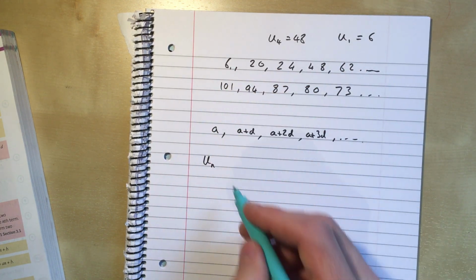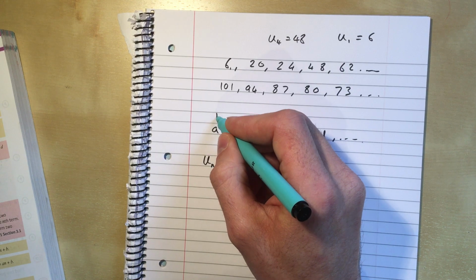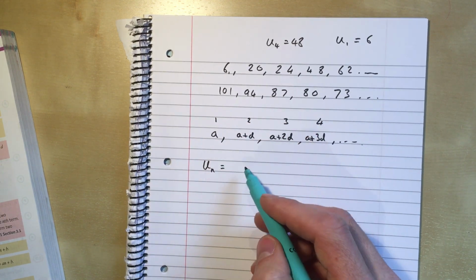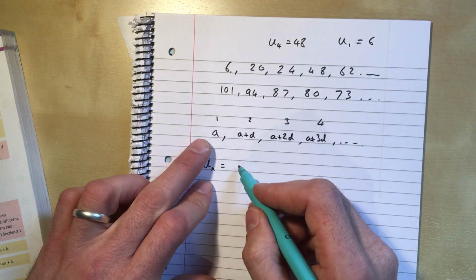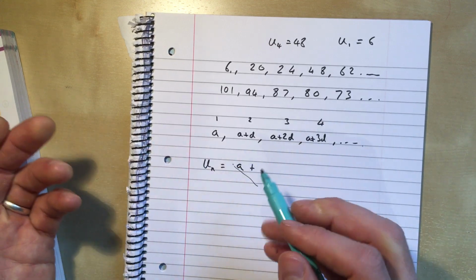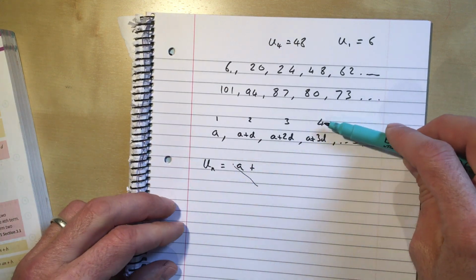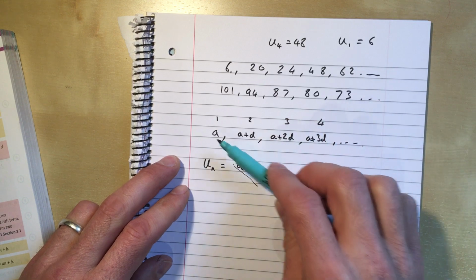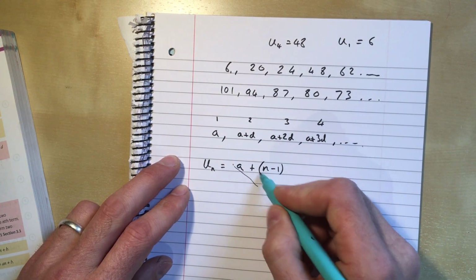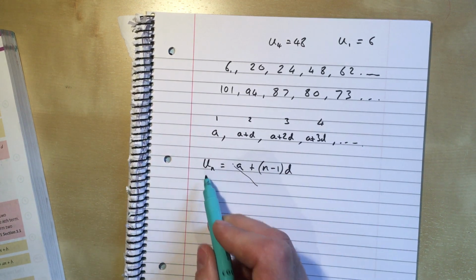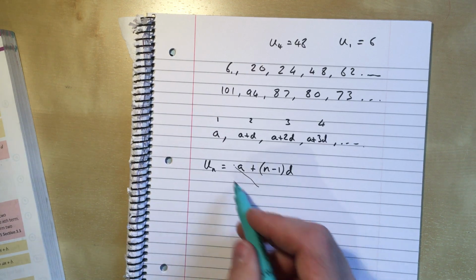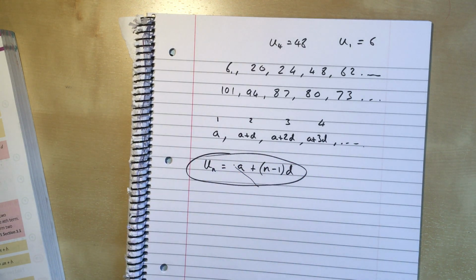So the nth term of this sequence, now we've got to be careful here. That's the first place, that's the second place, that's the third place, that's the fourth place. So the nth term is the starting point plus a certain amount of D. Now how much D have we added on? Well, we added on D every time, but we didn't do it the first time. So it's not n lots of D, it's n minus 1 lots of D. So the nth term is the starting point and n minus 1 lots of your common difference. So U_n equals A plus (n minus 1) lots of D.